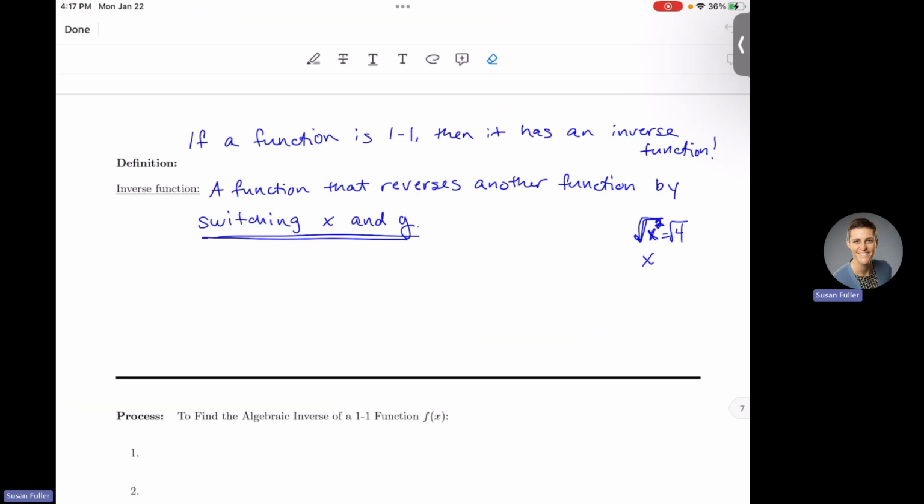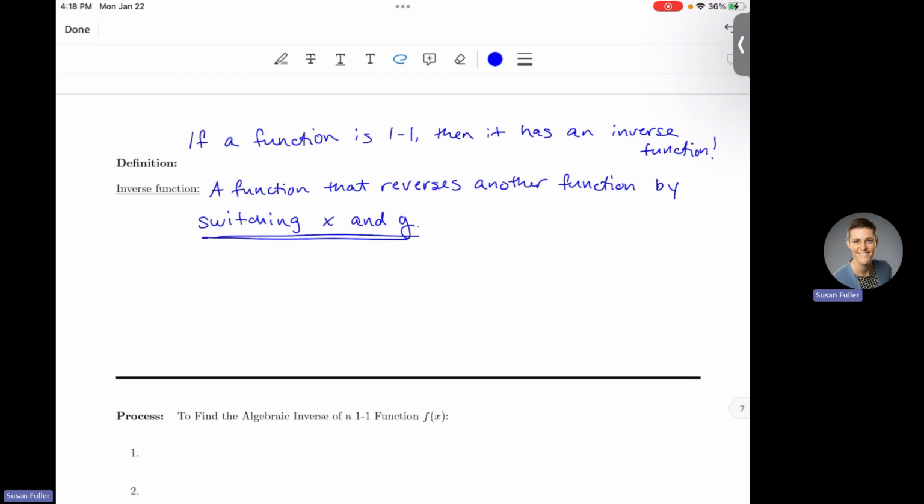So that's really what an inverse function is used for. We use it often for solving, and so that's really why we want inverse functions. The way that inverse functions work is that they switch x and y, they undo each other.